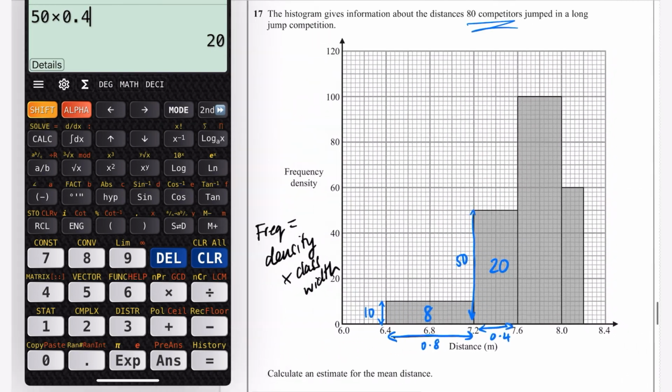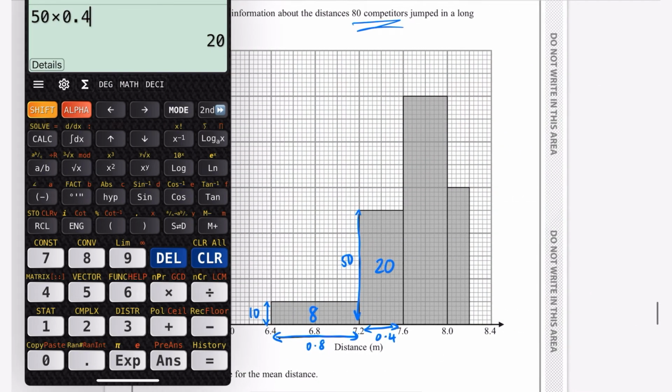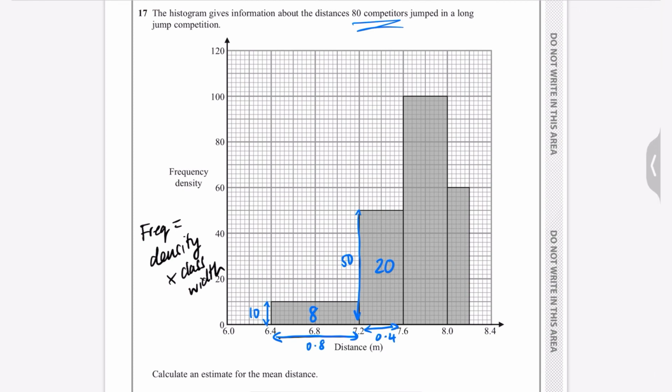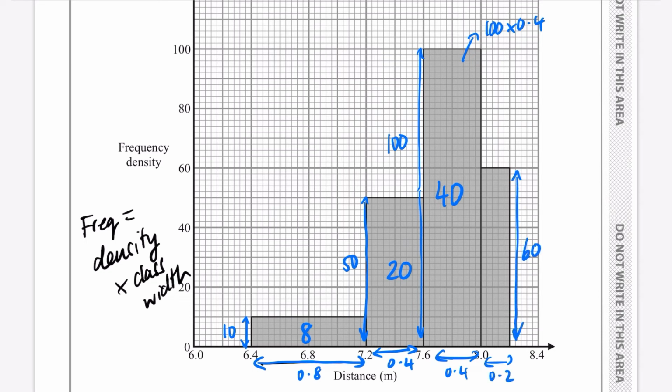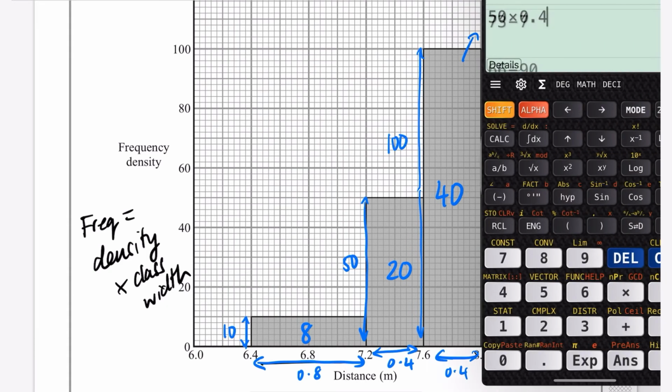Okay, let's put this to the other side. I'm going to put the calculator back over here actually. This is 100 all the way from the top to the bottom for the next bar. That's the frequency density and the width is 0.4. So I'll do 100 times 0.4, which is 40. So that represents 40. And then this last part that we've got here is 0.2 and it goes up to 60. And 0.2 times 60 is 12.